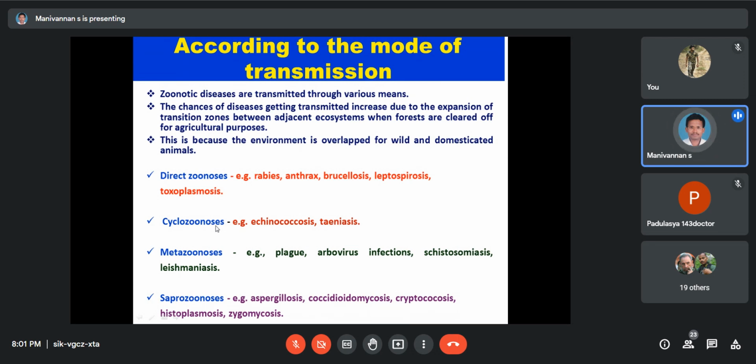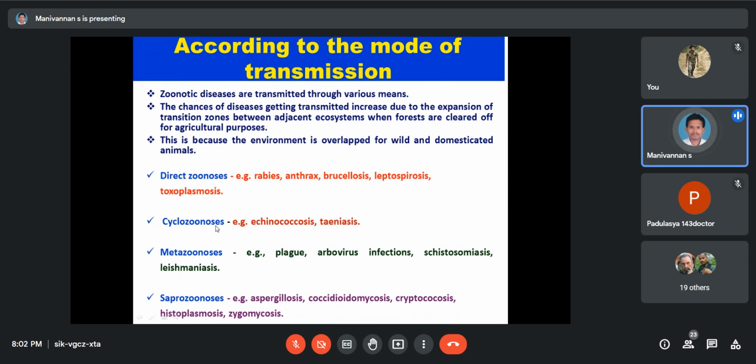And finally, I give one more word: reverse zoonosis. What is reverse zoonosis? Reverse zoonosis means the disease spreads from human to animal.